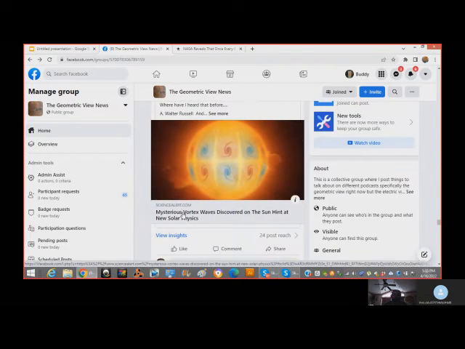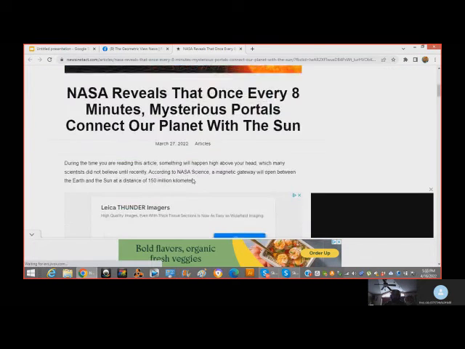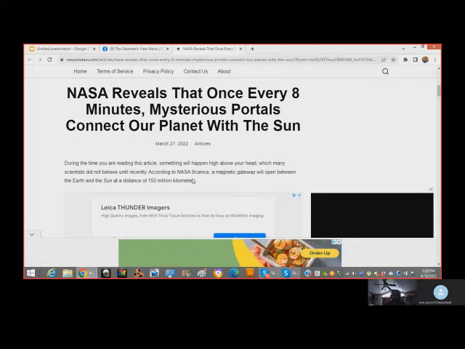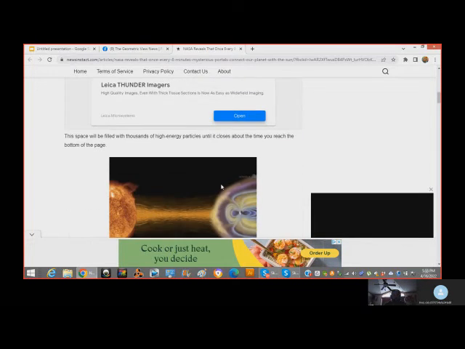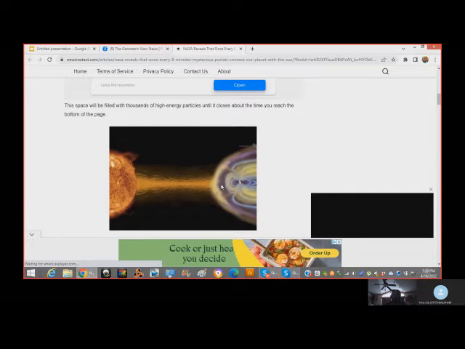So, anyway, here we go. What does NASA reveal every 8 minutes? During the time you are reading this article, something will happen high above your head, which many scientists did not believe until recently. According to NASA science, a magnetic gateway will open between the Earth and the Sun at a distance of 150 million kilometers. Opening and closing, breathing, just like we were showing before.